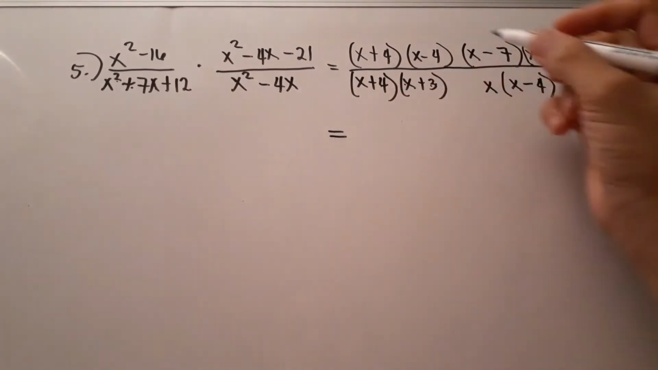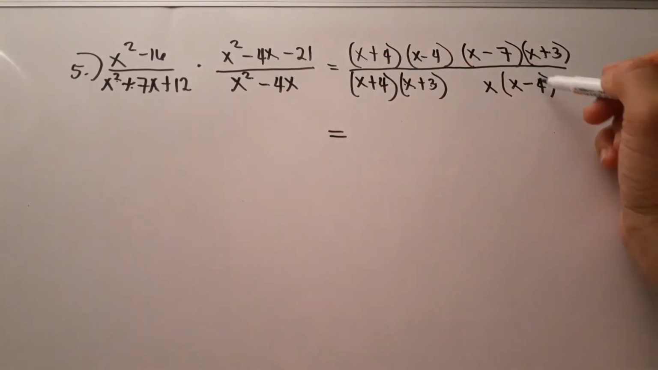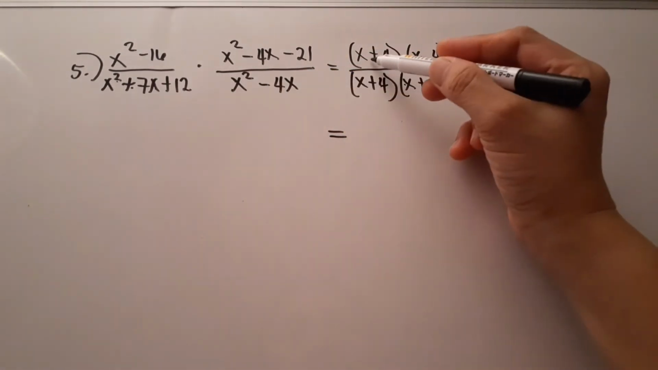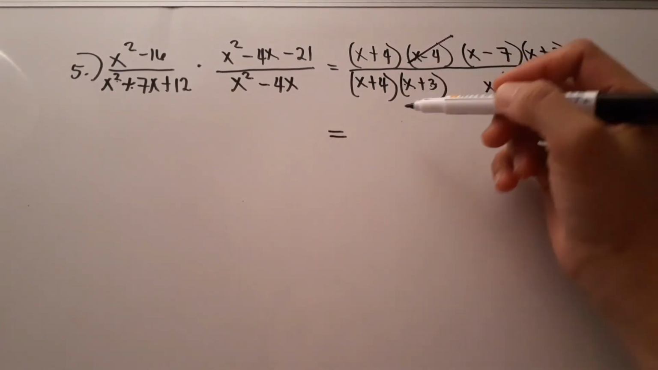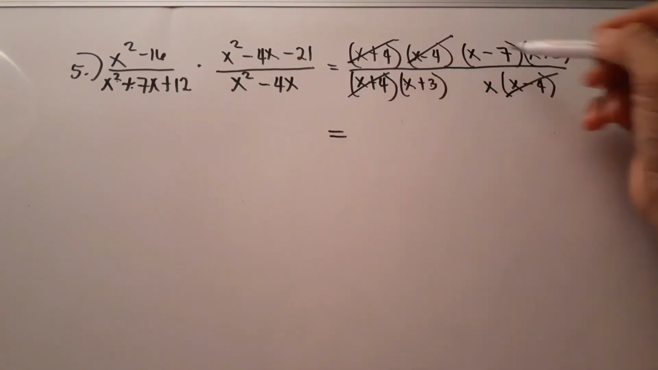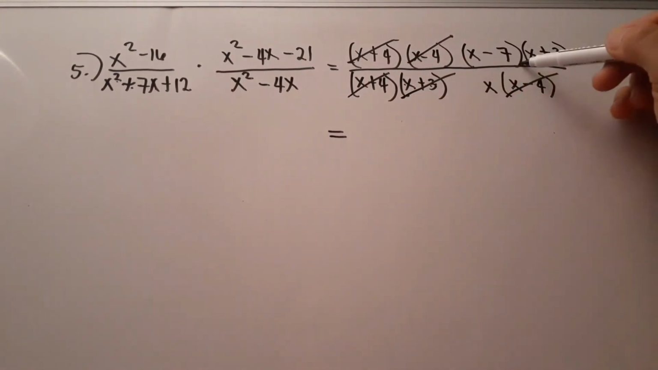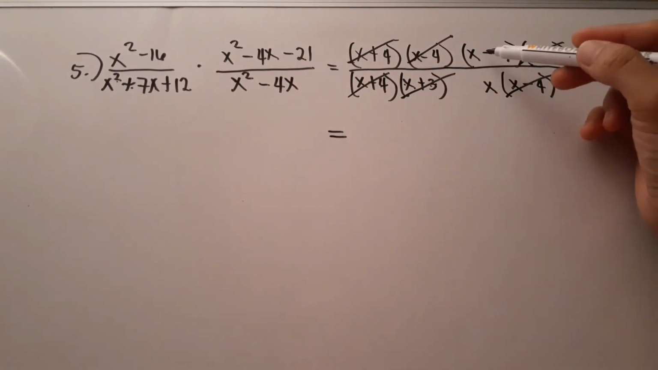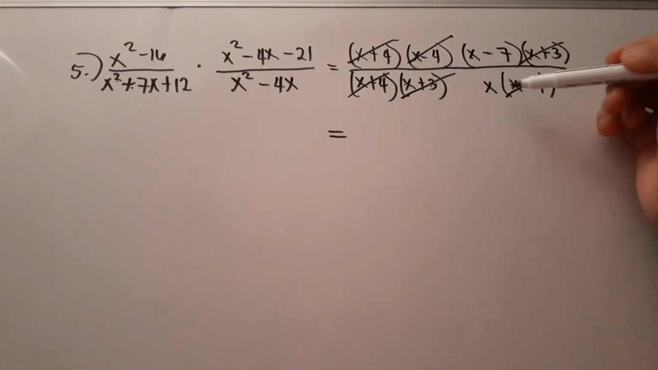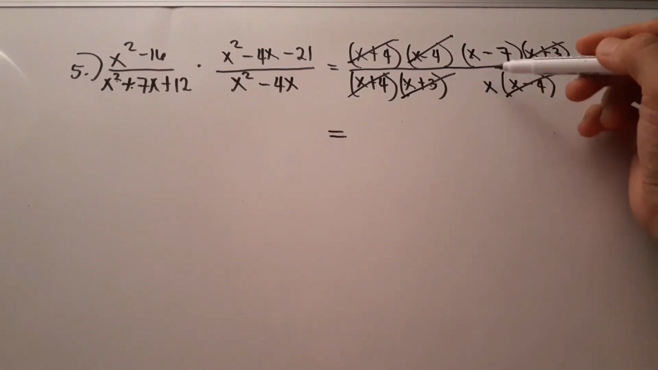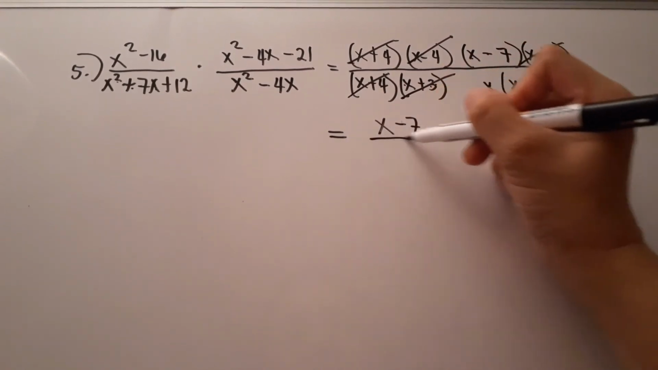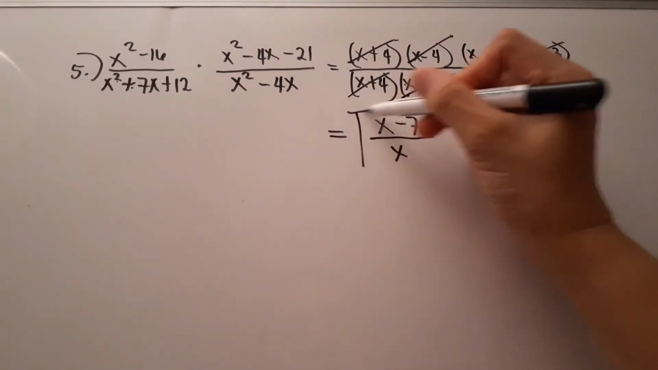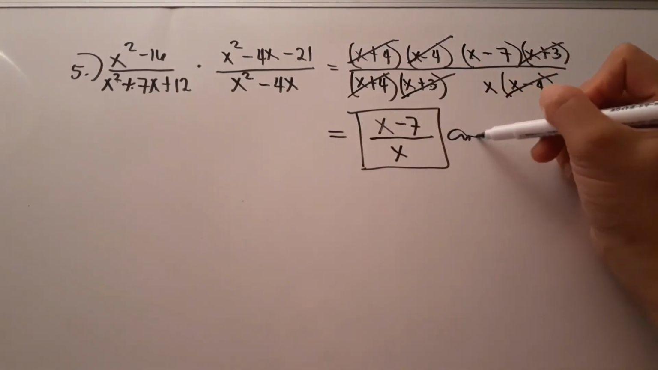We can directly connect, so we cancel out the common factors. So we have common factor x minus 4 cancel out, and x plus 4 cancel out, and x plus 3 cancel out, and the remaining is x minus 7. So we can write x minus 7 here over x, and this will be our answer.